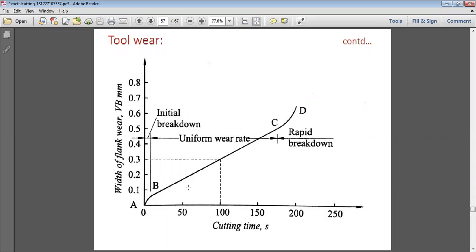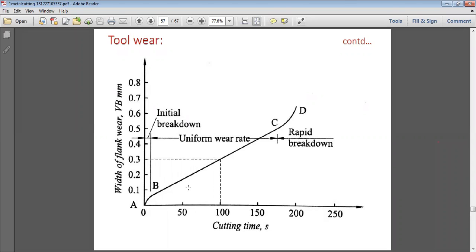of the cutting time, it is a uniform wear rate, and the graph is purely a line, which is followed by the width of flank and cutting time. So it is therefore a uniform rate. As the cutting time is increasing, the width of flank wear is also increasing. It goes on increasing up to a certain threshold value, which is near about 180, 190.